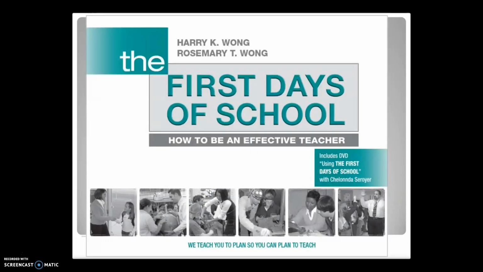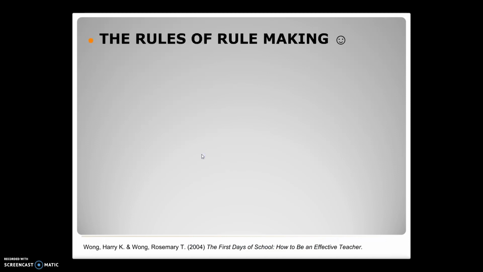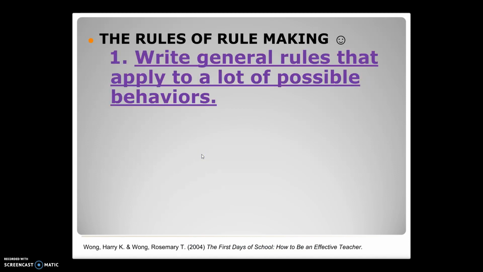I'm going to share with you at the end of this part of the presentation the rules of rulemaking, and these are from this textbook by the Wongs. These are 5 rules for how you should make effective rules or expectations for your classroom. So the first rule of rulemaking is to write general rules that apply to a lot of possible behaviors. Your classroom management plan part 2, the top half of that is for you to set up or to come up with a set of classroom expectations or rules. When you write those, I do want you to follow the rules of rulemaking.